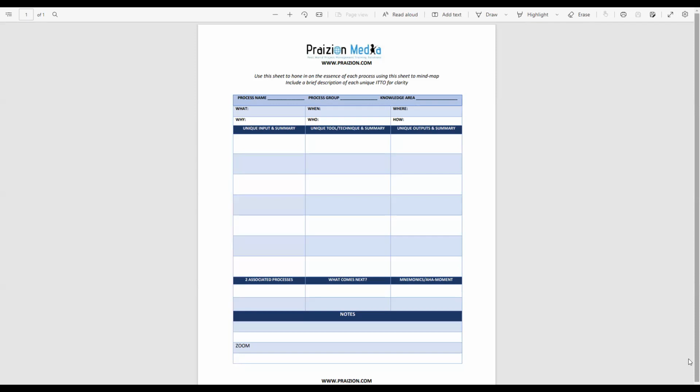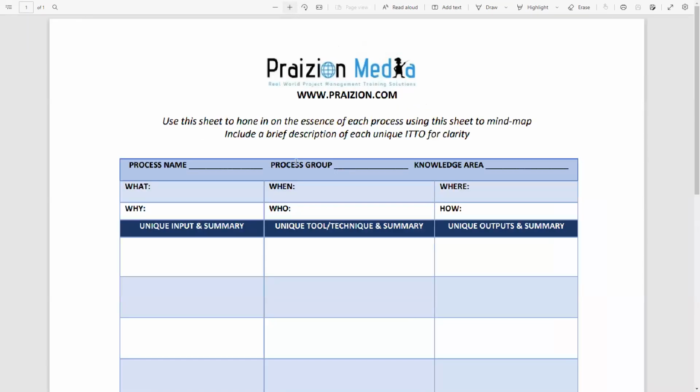Because if you understand every one of the processes, and I'm not talking about reading the PMBOK guide, because you could read the PMBOK guide and still not understand the process. This sheet has been designed to help you with that, to be able to go through every process and to ask questions about those processes to find gaps.